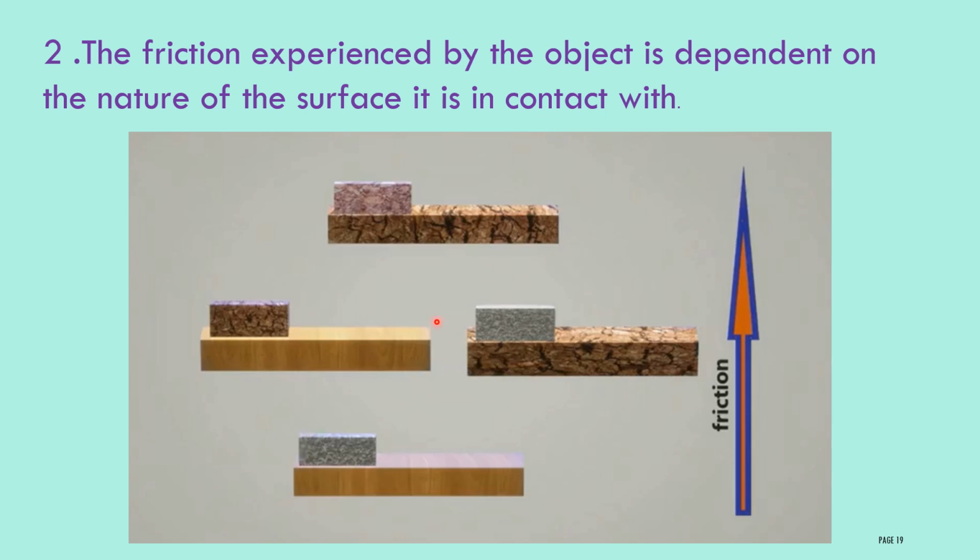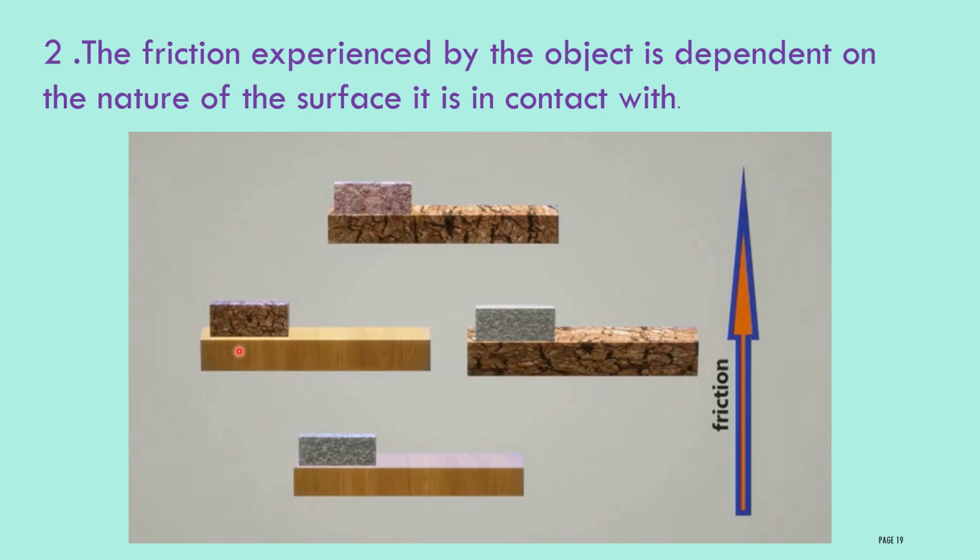Here consider three cases. In the first case, the surface of the object is smooth and the floor surface is also smooth. When both are in contact with each other, because of the smoothness of the two surfaces the frictional force will be less, because there is less interlocking between the surfaces. Less interlocking means less frictional force. If you apply less force only, it can easily slide over each other because both are smooth surfaces.